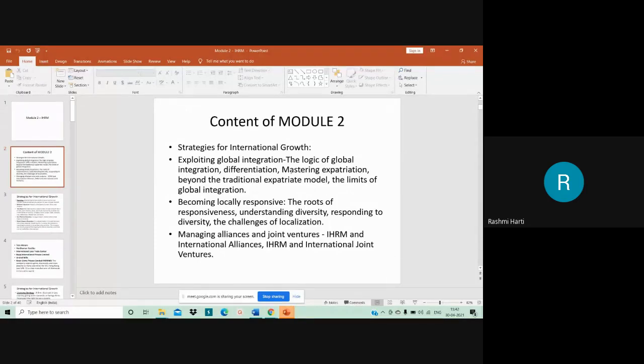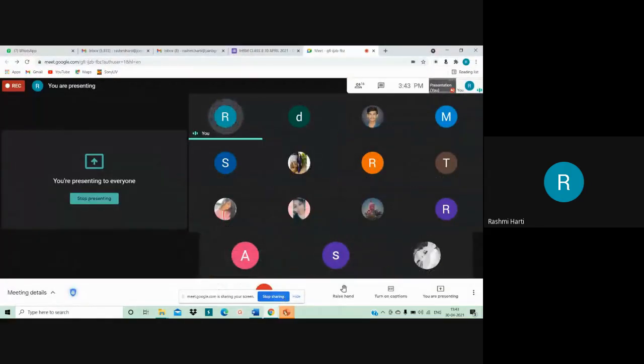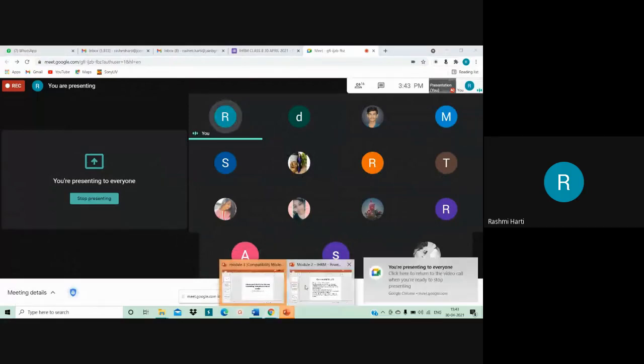If you could see here, exploiting global integration, and the first point was the logic of global integration. So we have seen what global integration is. Global integration basically means centralized control over key resources and operations that are strategic in the value chain. So various value chain processes which are very strategic, centralizing those, taking the entire position of those processes in the value chain, that is the main thing of global integration, right?